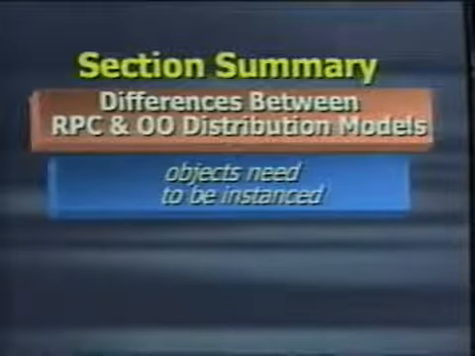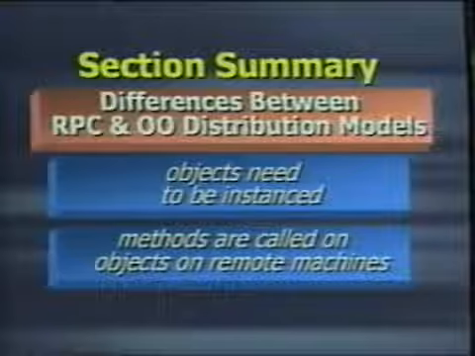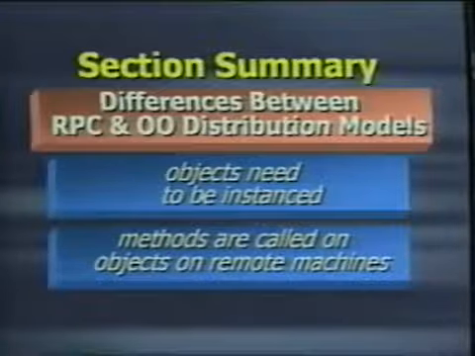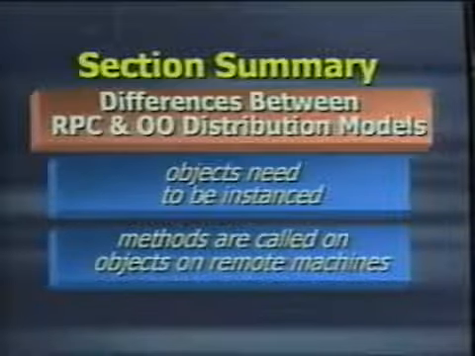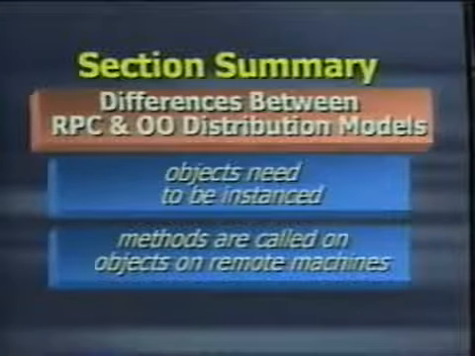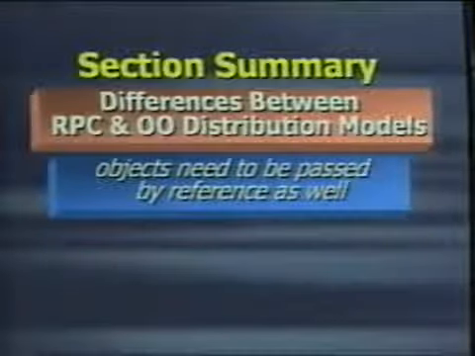Now, the second part is methods are called on objects on remote machines. So you have a reference to this method, you call it on a remote machine, but it actually runs over on this remote machine, on what would be traditionally the server part of this model. Now, objects need to be passed by reference as well as by copy.